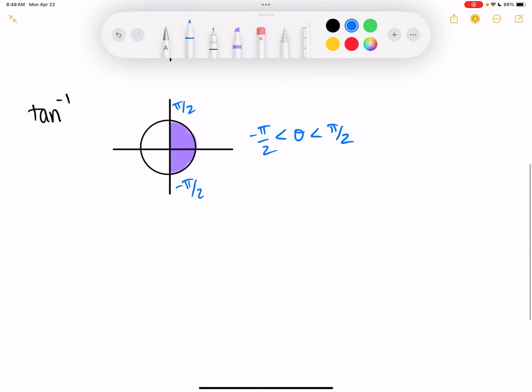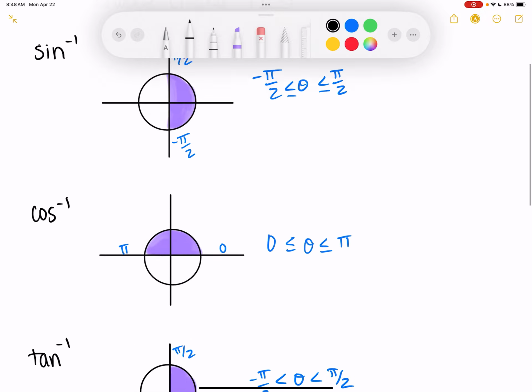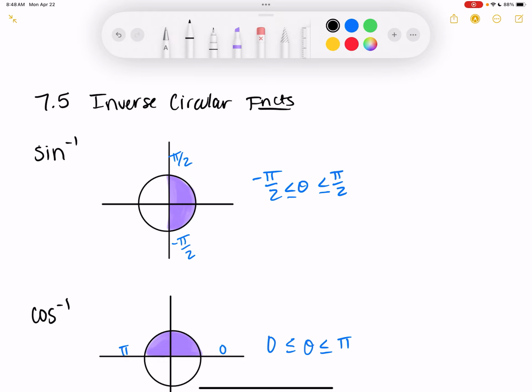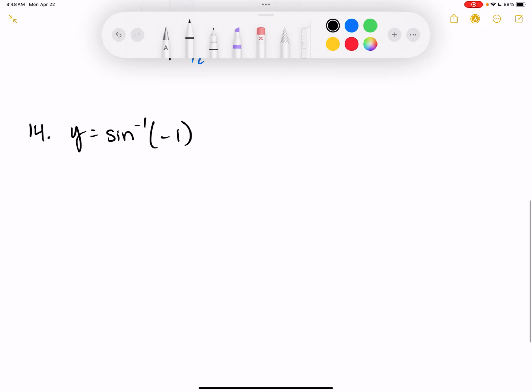Okay, so some examples. Number 14, y equals the inverse sine of -1. So the way this works is I go to my unit circle. I know that sine can only exist on the right-hand side from -pi/2 to pi/2. So I'm going to find where my y value is -1 and the angle is my answer.